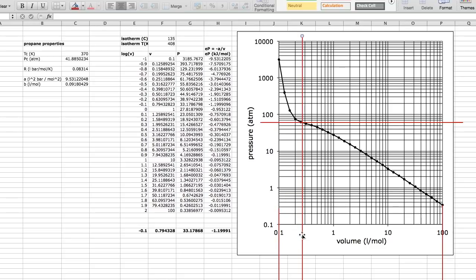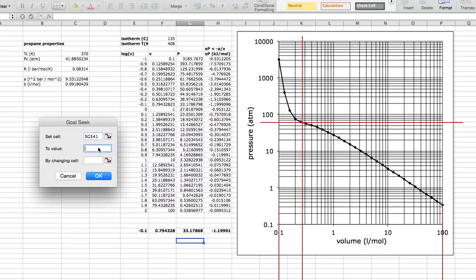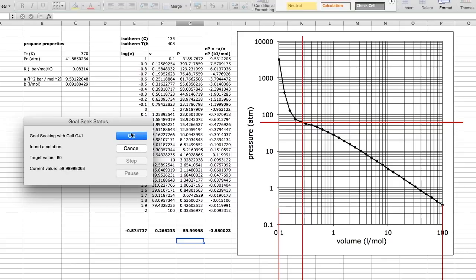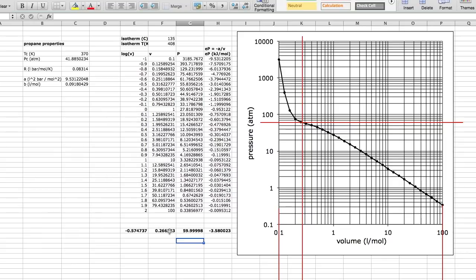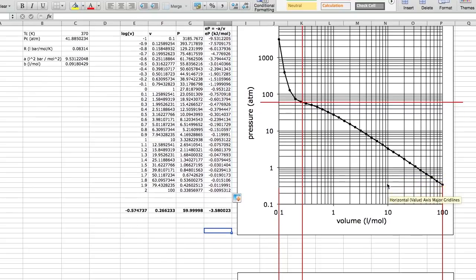To really nail it, though, we can set up a row with a volume that we iteratively adjust, either manually or using goal-seek. This gives a more precise answer of 0.27 liters per mole. Finally, in the last column, I've calculated the value of -A over V, which is the predicted potential energy according to the assumptions of the Van der Waals equation. This calculation includes a unit conversion from liter bars to kilojoules.